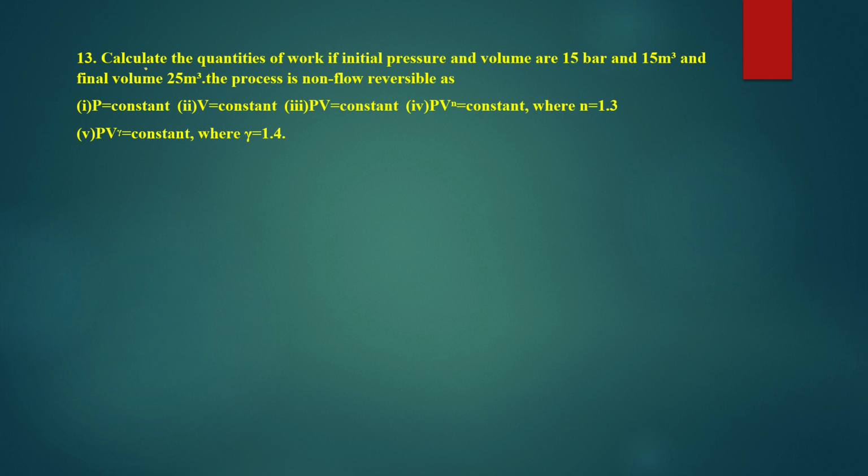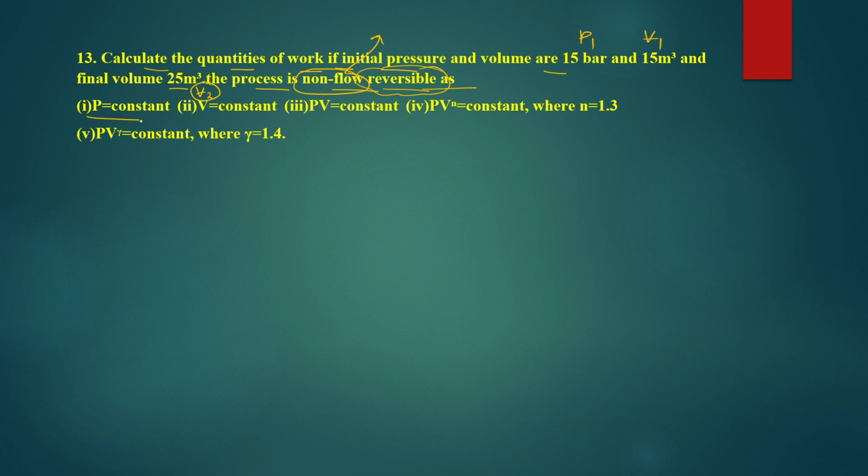We have to calculate the quantities of work if the initial pressure and volume are given. This is P1 and this is V1, and the final volume is given, this is V2. The process is non-flow reversible. So we are talking about a reversible process, and this is non-flow, which simply means it is a closed system. It is not a flow process, meaning the gas is not flowing anywhere.